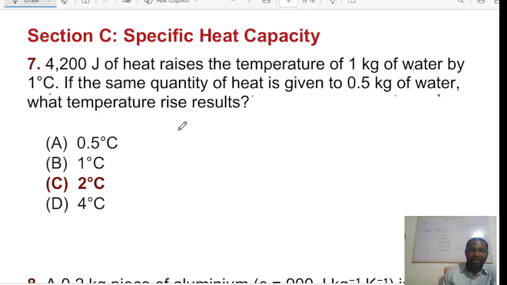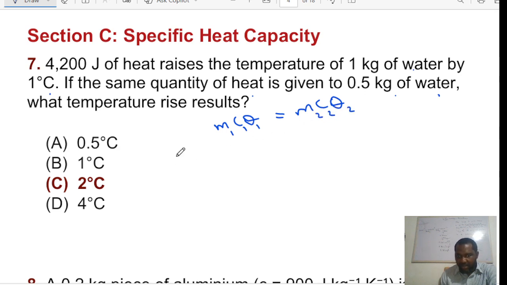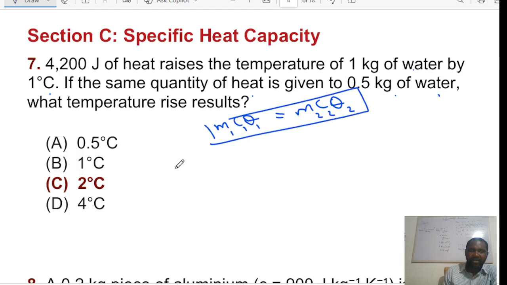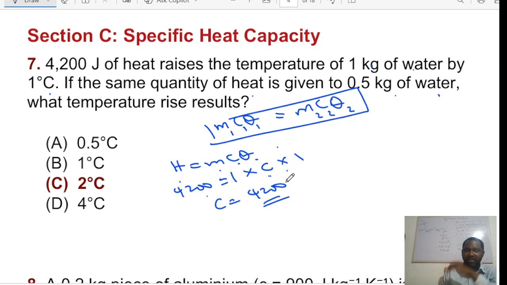That's serious. Okay, that means MC theta is equal to MC theta, the same quantity of heat, but I can say M1 C1 theta 1, M2 C2 theta 2 because it's not the same. So I think we can do something else here. We can say heat is equal to MC theta. We can look for the specific heat capacity. The heat is 4200. The mass, they say, is 1 kilogram. Specific heat capacity we don't know. The temperature change is also 1. So that means the specific heat capacity of that substance is 4200, it is water. You see? So we can use it to find the temperature change in the other.